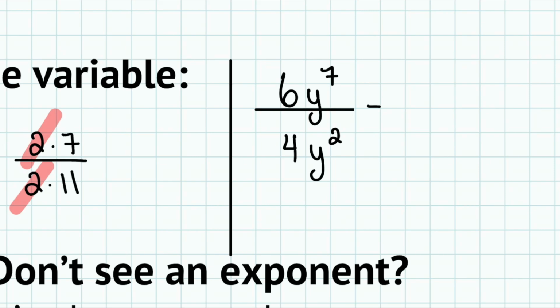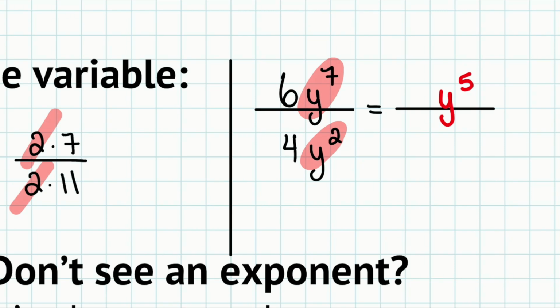So everybody, based on those variables, what am I supposed to do with the y to the power of 7 and y to the power of 2? What am I supposed to do with those exponents? Yeah, we're supposed to subtract those exponents. And so y to the power of 7 minus 2, 7 minus 2 is, everybody? Yep, that'll be y to the power of 5. And I'll write that right here up top, y to the power of 5.